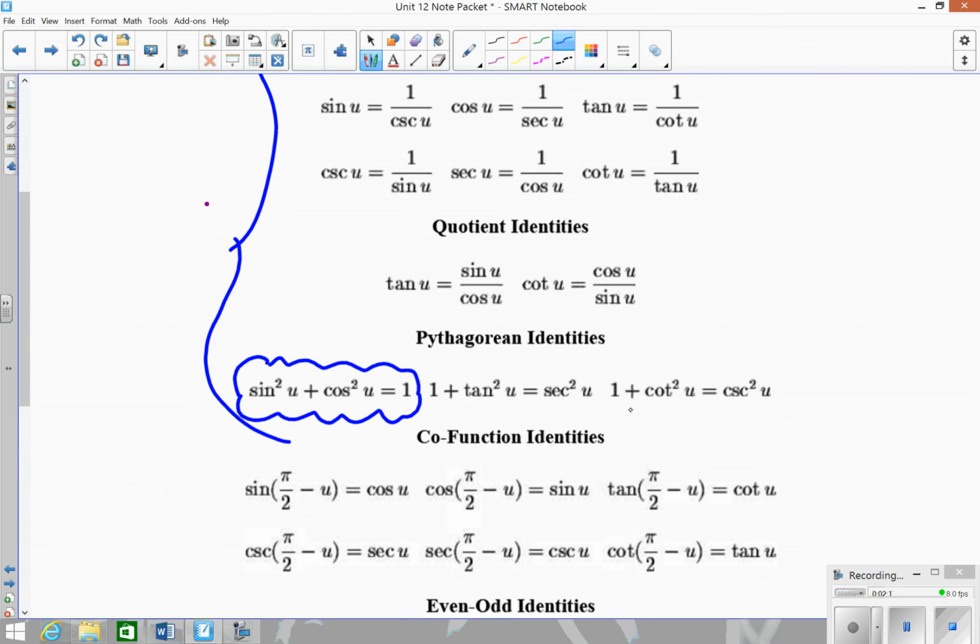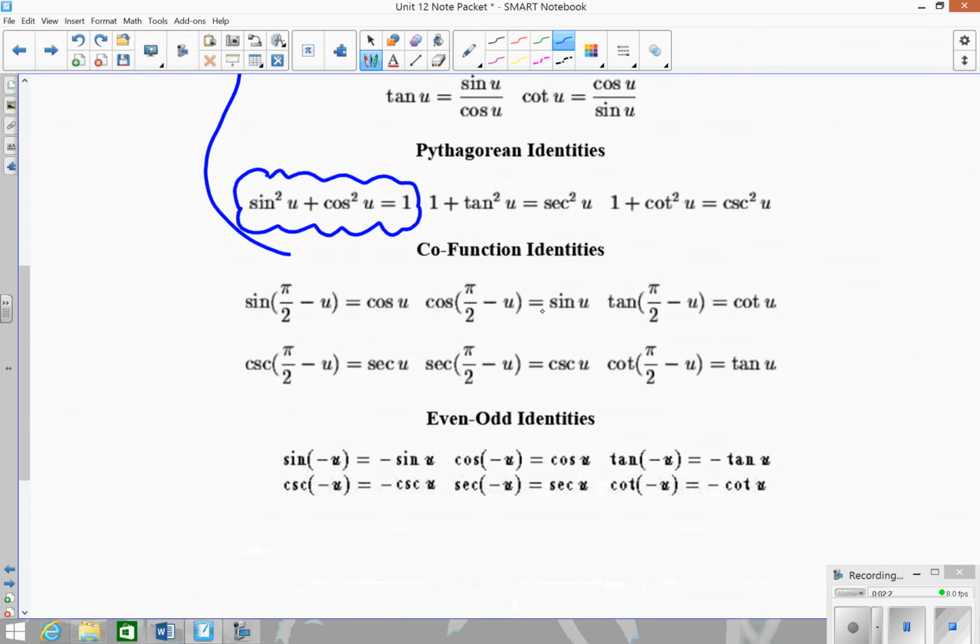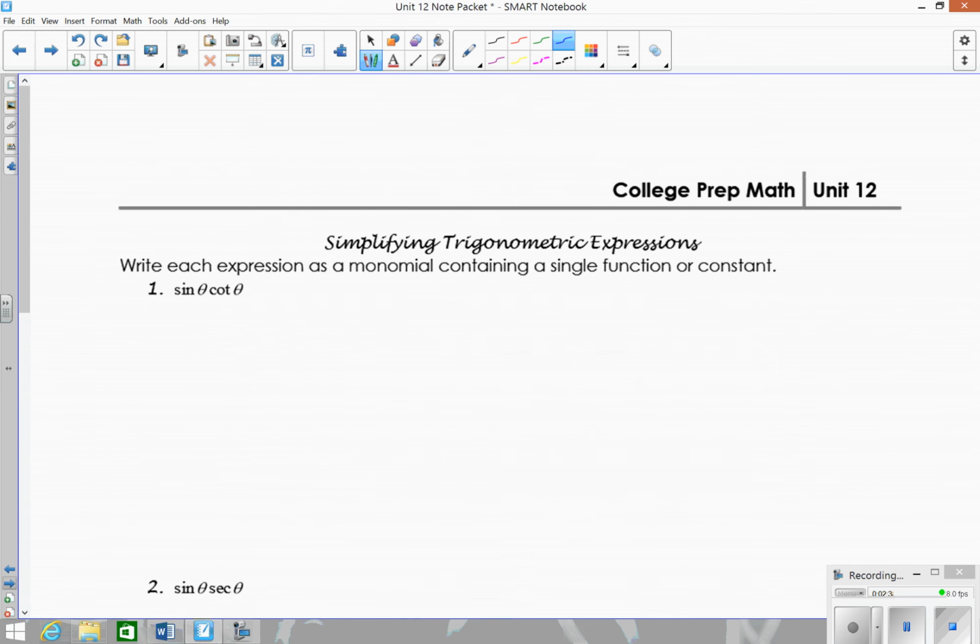The last two Pythagorean identities are also important ones that show up, but not as often as sine squared plus cosine squared equals 1. These last two I wouldn't really worry too much about, but I just wanted to include them because they are other identities, but I don't see them happening that often. So it's really the top half of this page. Let's look at some examples of how we actually use these.